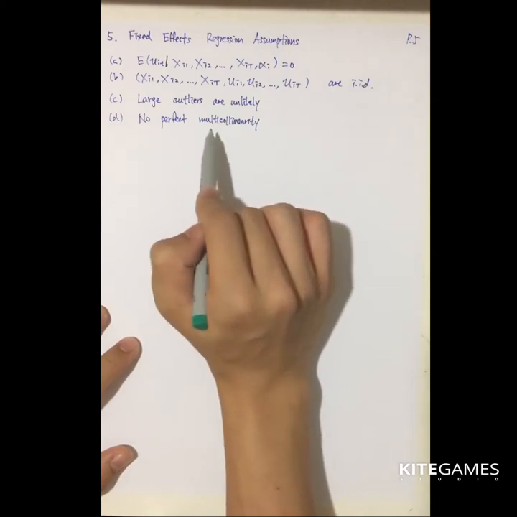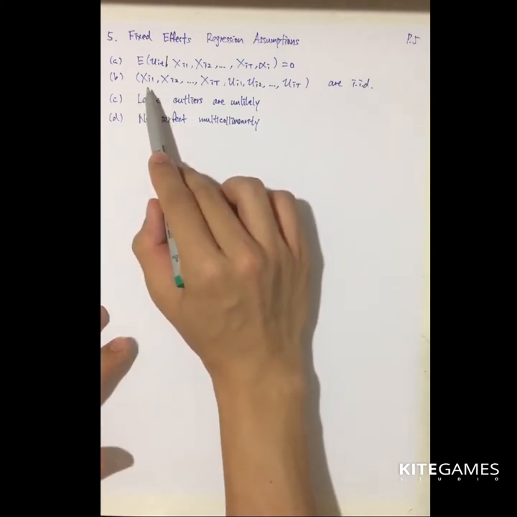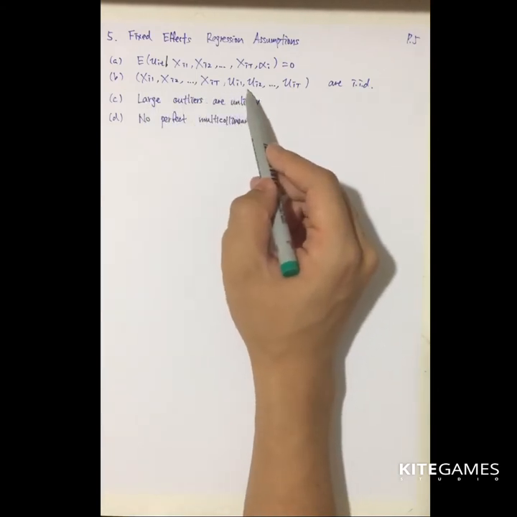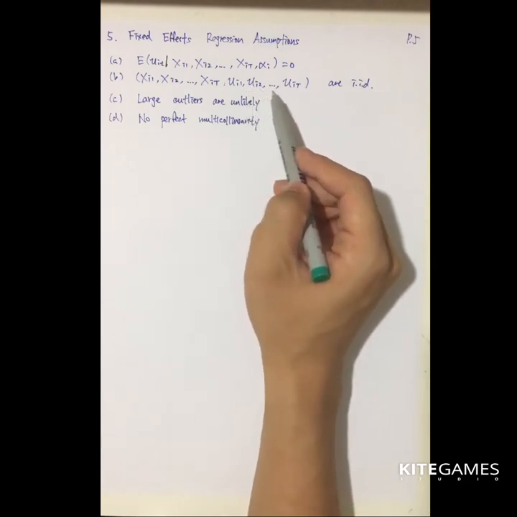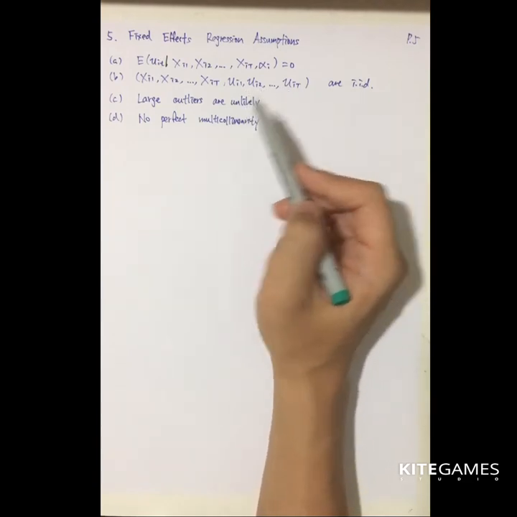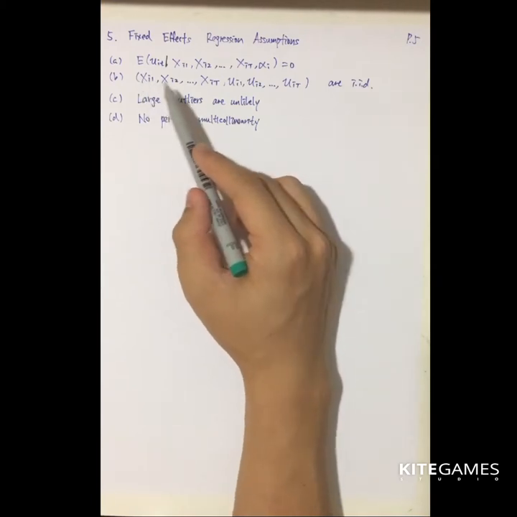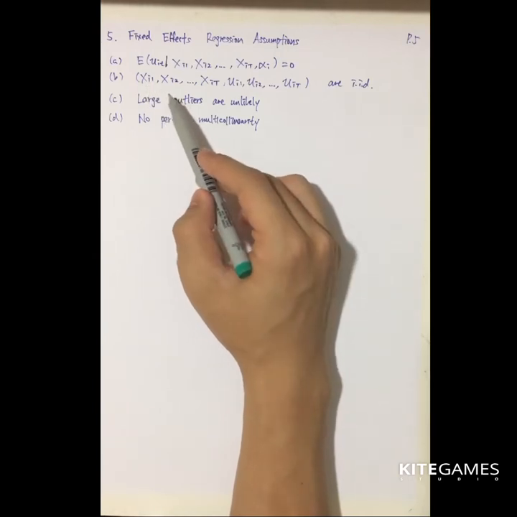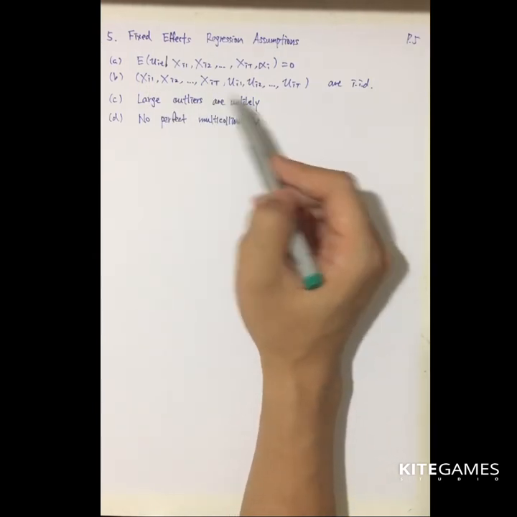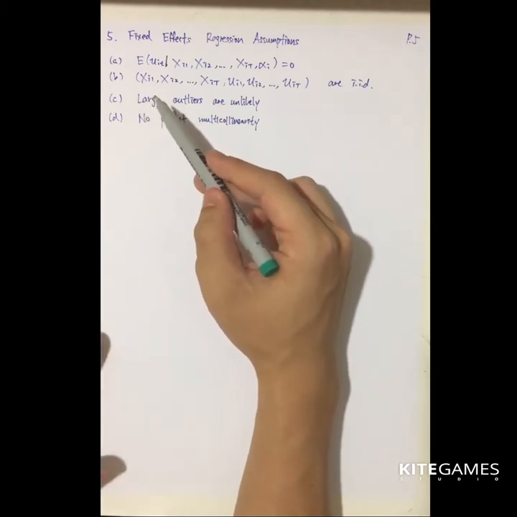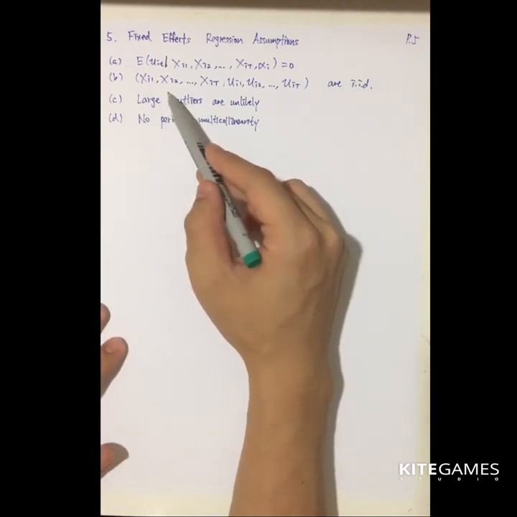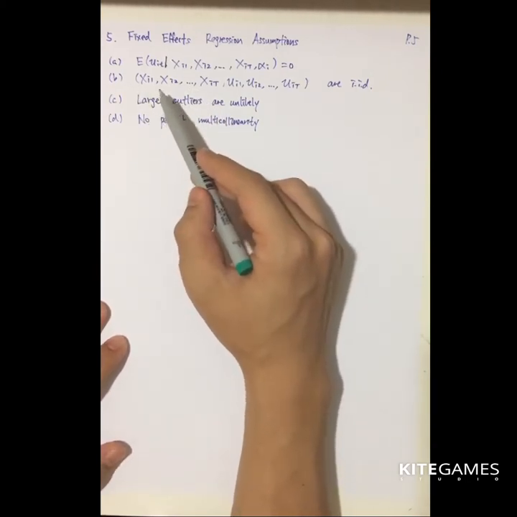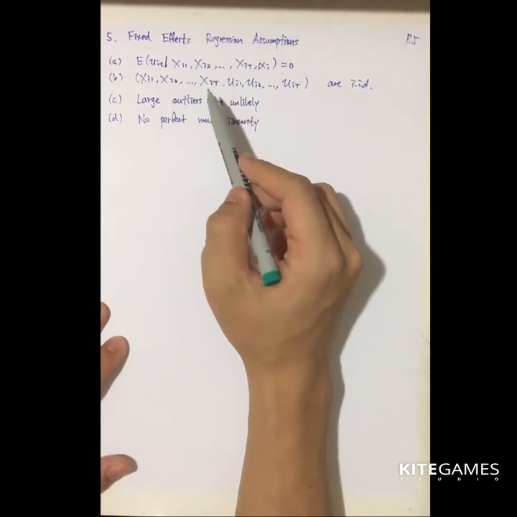And what is special is the second assumption: (Xi1, Ui1), (Xi2, Ui2), up to (XiT, UiT) are i.i.d. That means that entity i at time periods 1, 2 and 3 are independent. So this is special because in multiple regression, we assume that various entities are independent. But here we do not. We assume that for the same entity, at different times, they are uncorrelated.